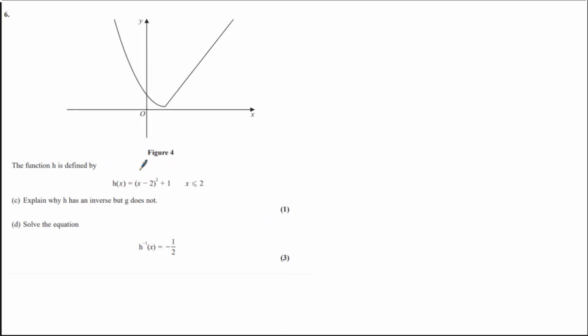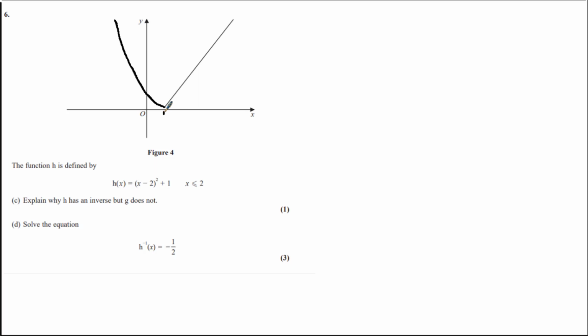The next part of the same question says that the function h is defined by h of x is equal to x minus 2 all squared plus 1 for values of x less than or equal to 2. Part C asks us to explain why h has an inverse but g does not, and this is a 1 mark question. We already know that this is the function g of x, and h of x has been defined to be the quadratic function x minus 2 all squared plus 1 only for values less than or equal to 2. So that will be represented by this portion of the graph.